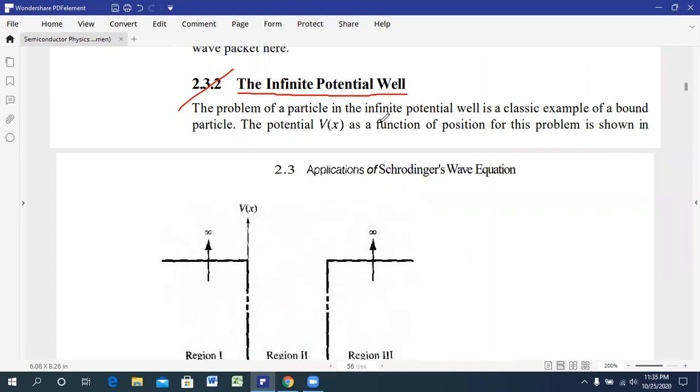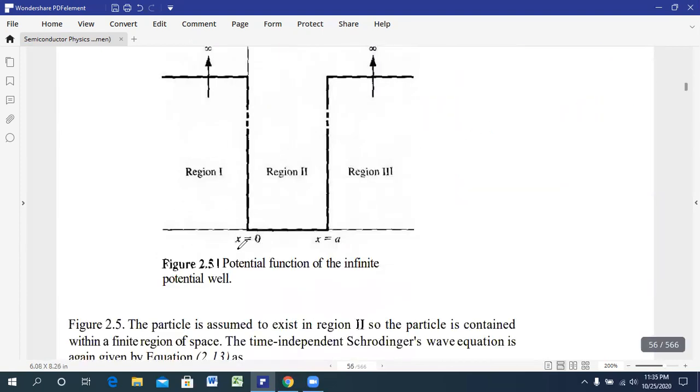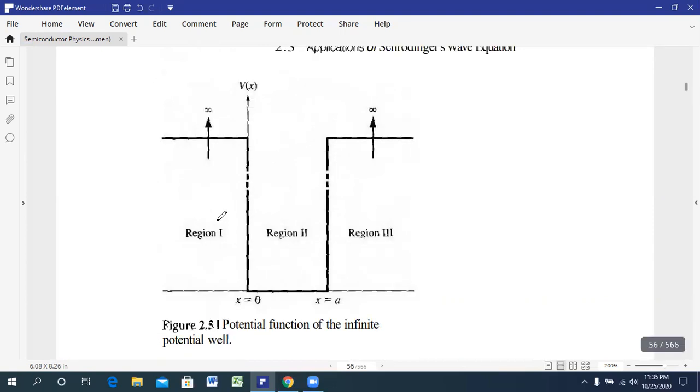The problem of a particle in an infinite potential well is a classical example of a bound particle. The potential V of x as a function of position for this problem is shown like this. At x equals 0, this potential is infinite. After that, from x equals 0 to x equals a, this potential equals 0. And again, at position a, that means x equals a, this potential is again infinite.